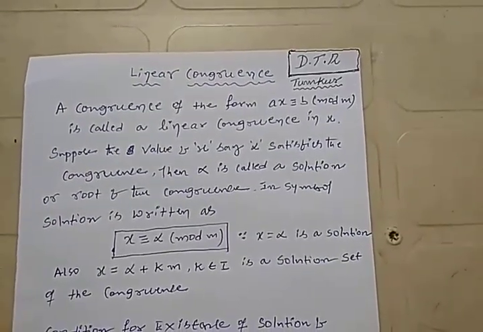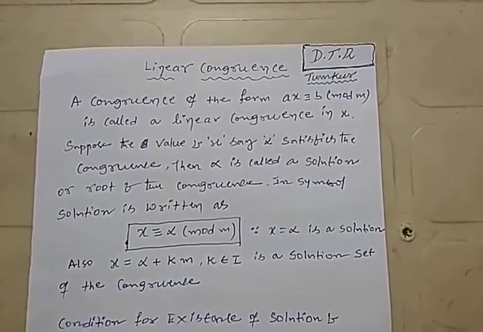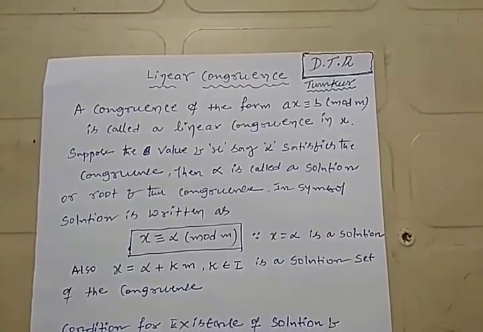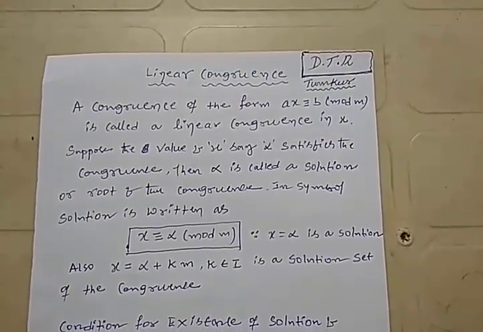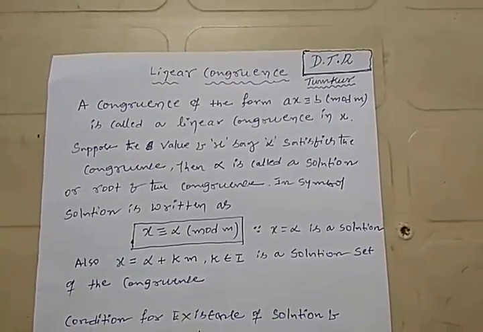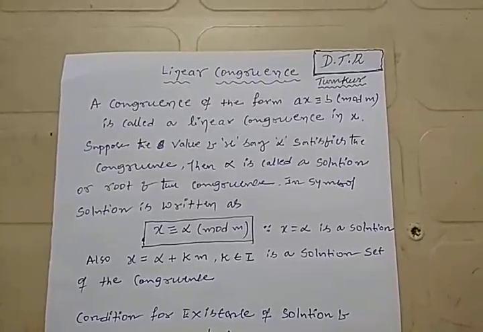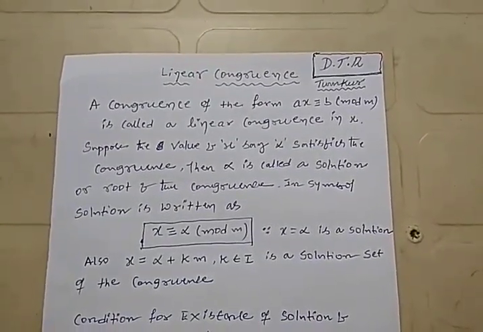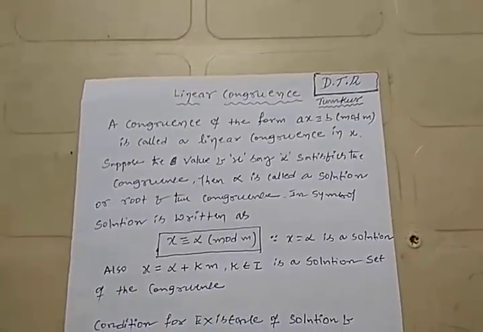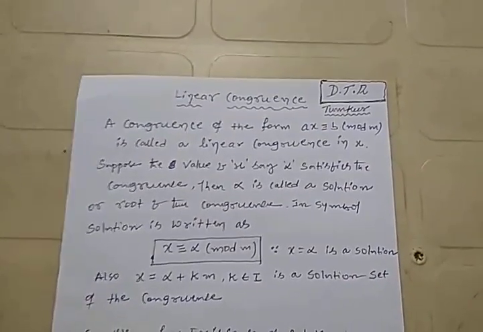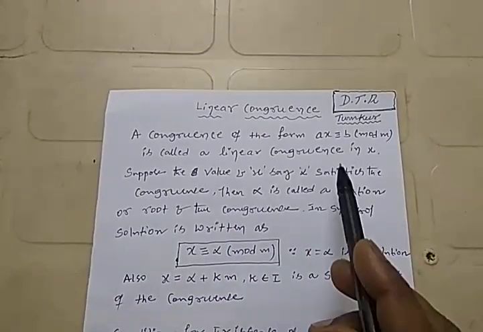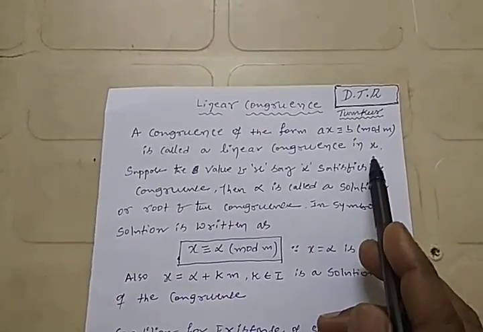Dear students, in this session let us discuss linear congruences. Let us see the definition of linear congruences. A congruence of the form ax is congruent to b mod m is called a linear congruence in x.